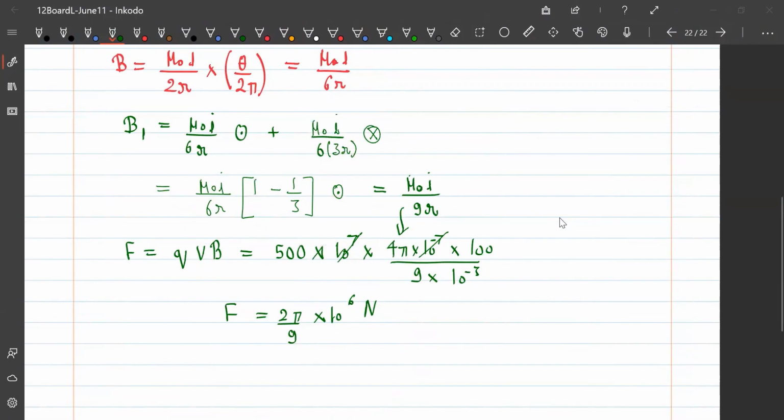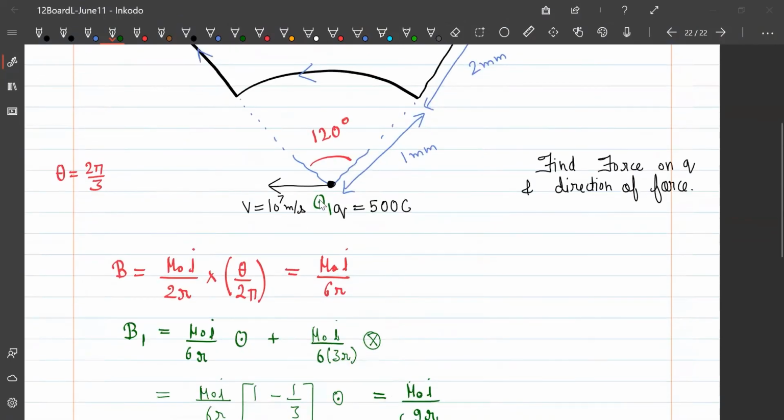What will be the direction of force? So this magnetic field is out of the plane, velocity is towards left. If you curl your fingers, your force will come in this direction. This will be the direction of force.